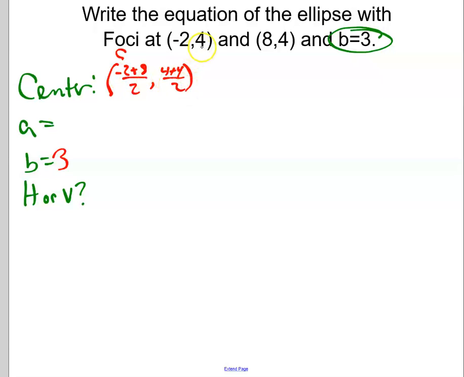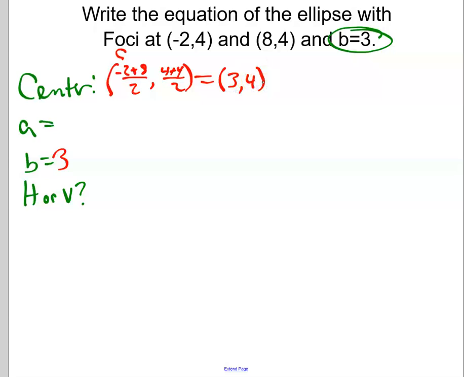And it's up to you if you actually want to put the 4 plus 4 over 2 into the midpoint formula, because we know it's going to be 4. What's between 2, 4, and 4? 4. Alright, but -2 plus 8 is 6 over 2 is 3, so my center is at (3, 4).